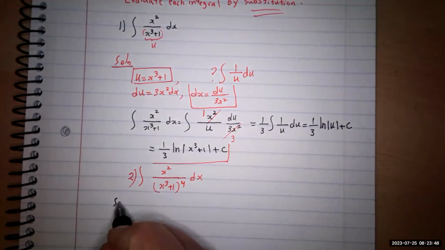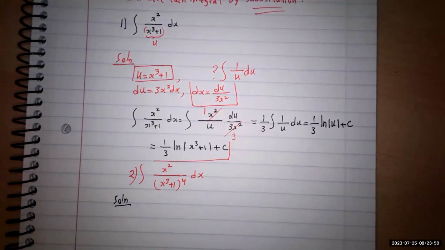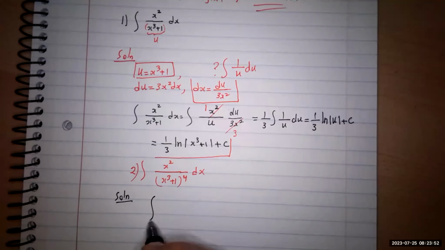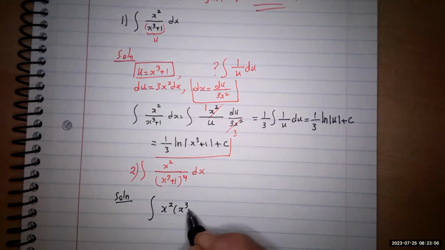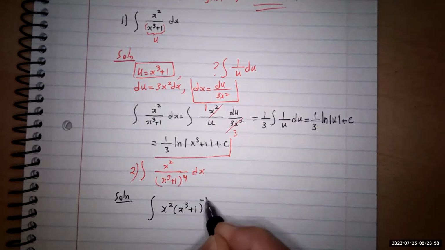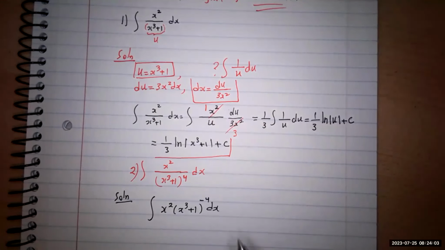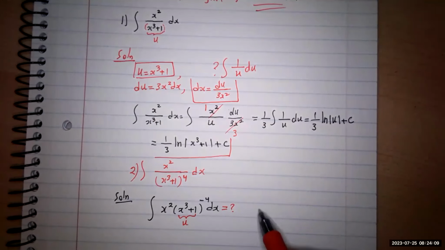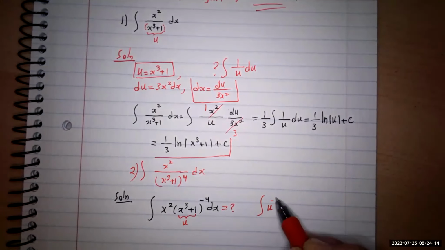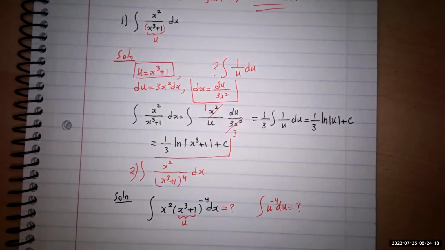Okay, so let's do it. You have to rewrite it. You rewrite it, you are going to get what? It's going to be x squared, x cubed plus 1 to the -4 dx. So this is the one that you have to find. The inside, you call it u. So the target is going to be the integral of u to the -4 du. You must end up with this one when you do the substitution.